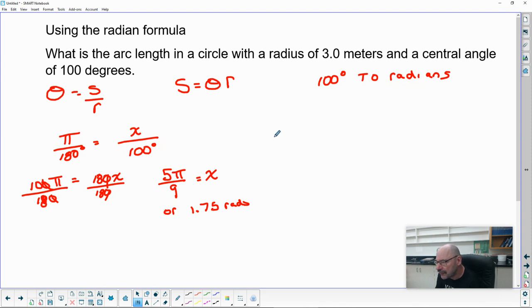So S then is going to equal our second step. Take our radians, 1.75, and multiply by 3. So what does that give us? 1.75 times 3, 5.25 meters.